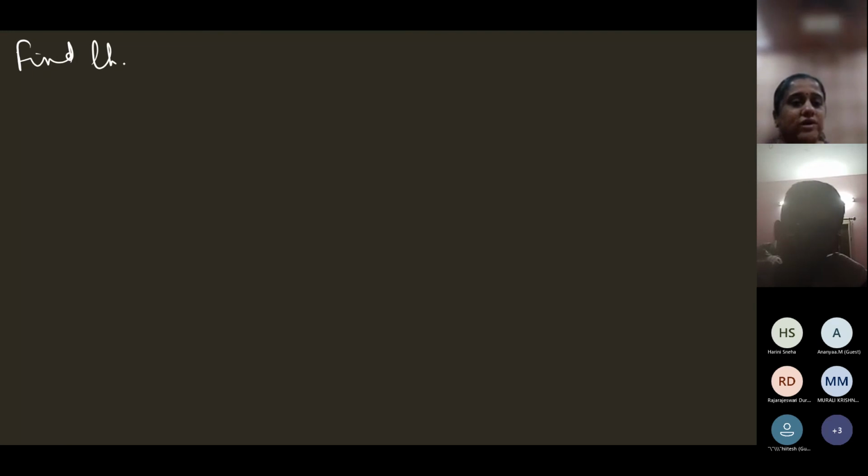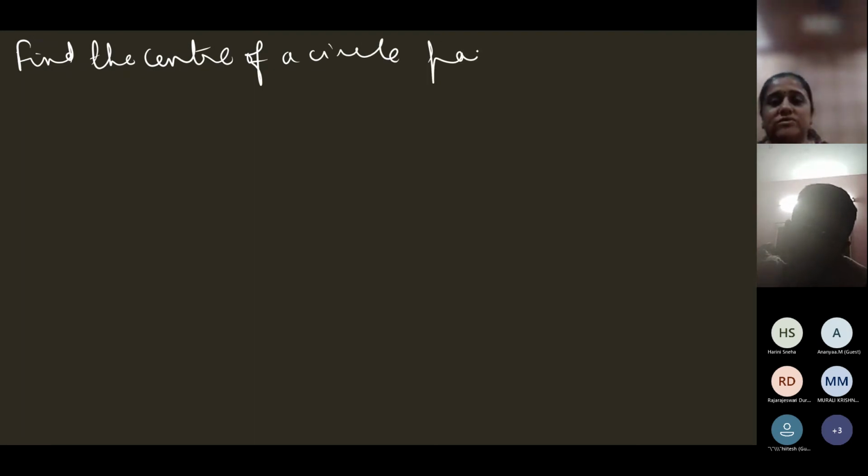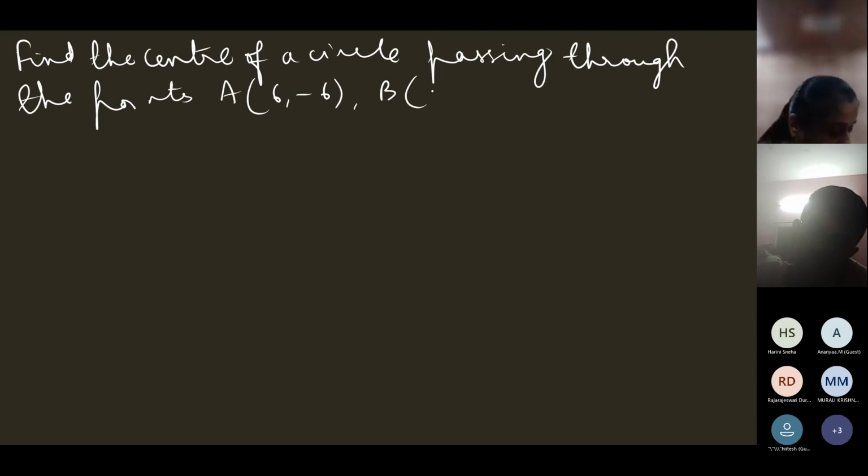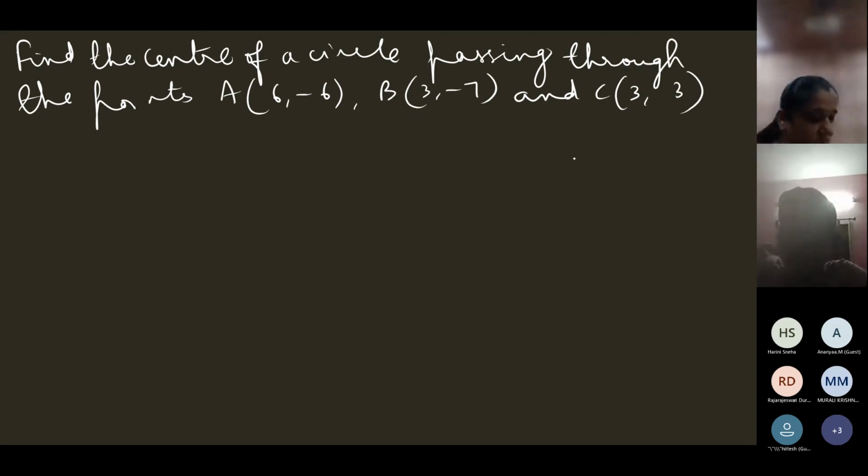Find the center of a circle passing through the points A (6, minus 6), B (3, minus 7), and C (3, 3). 6, minus 6, 3, minus 7, and 3, 3. All right.